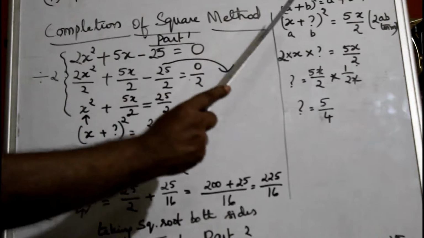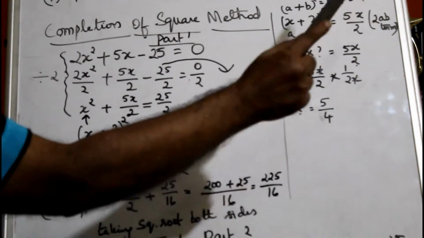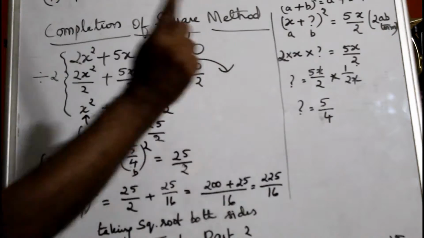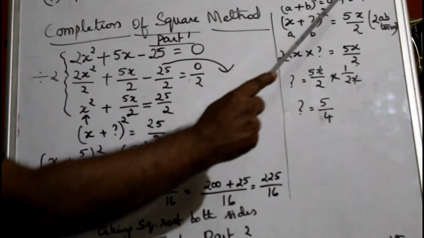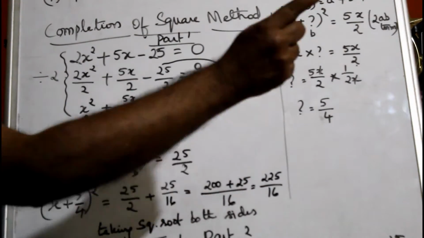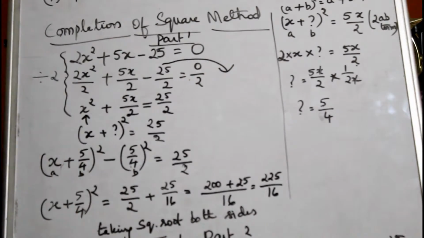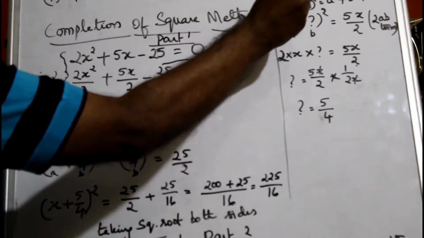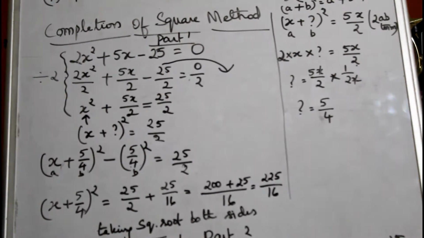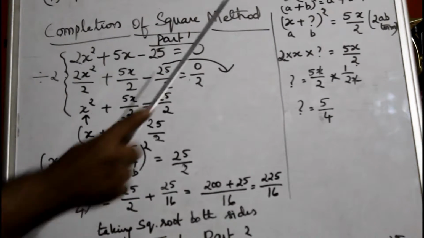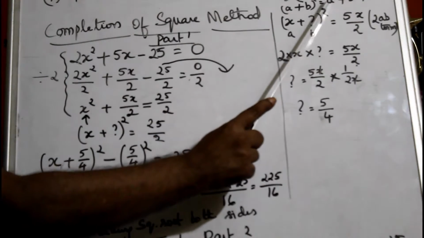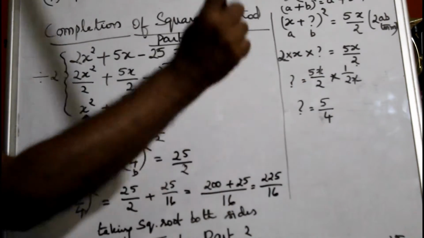Now you must write the formula a plus b the whole square. A plus b the whole square has got 3 terms: a square, square of the first number, b square, square of the second number, and 2ab, 2 into first number into second number. Many of them write only a square plus b square. Again I repeat, a plus b the whole square has got 3 terms, 1, 2 and 3.